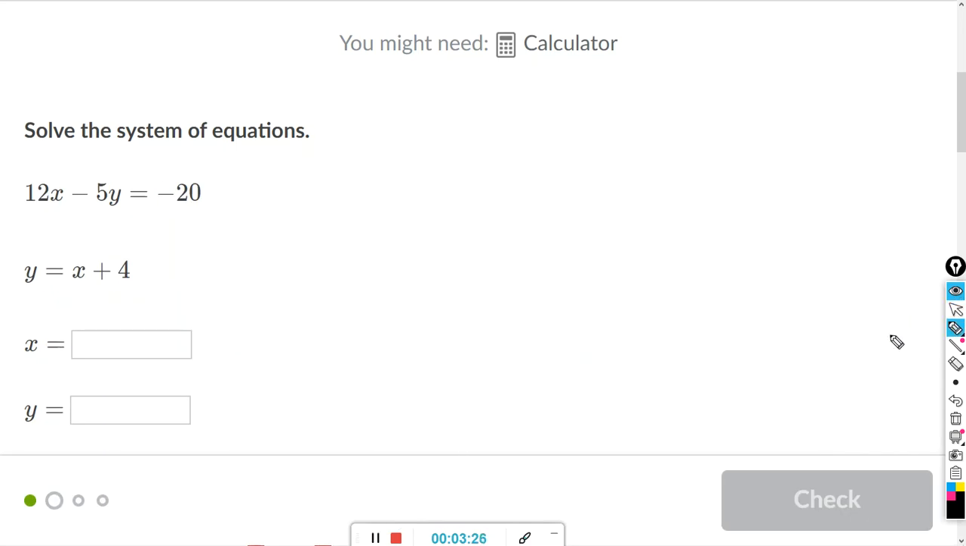So these are all basically the same. The substitution method works well when you can solve for one variable. Here we have y equals x plus 4. I'm just going to take that x plus 4, and since it's y equals, I am going to plug it in place of y. So rewriting, we have 12x minus 5 times (x plus 4), and that equals negative 20.